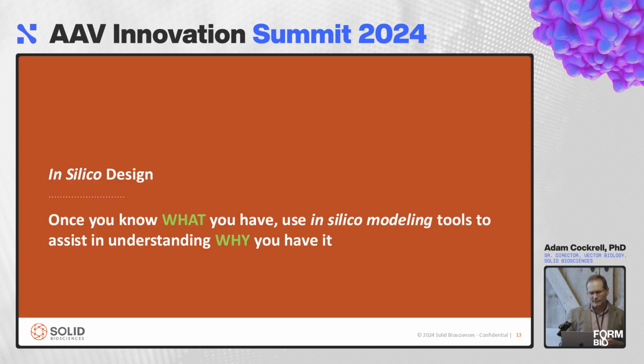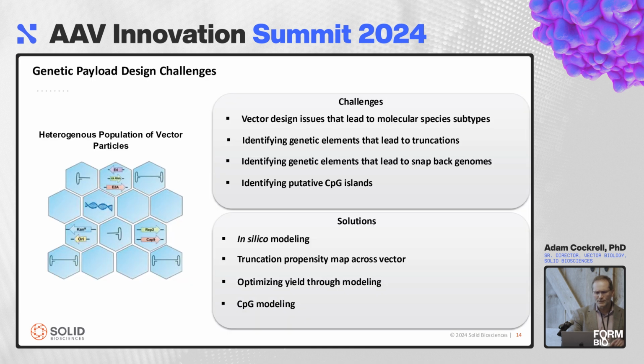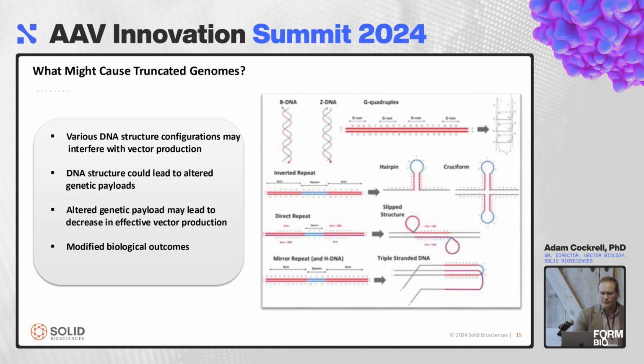Okay, so that was the characterization, or the what. I want to talk a little bit now about the why. So understanding why you have it, and then taking the why, changing it, and trying to make a better product. So we go back to the challenges. We have vector design issues that lead to molecular subspecies, like I just showed you. We want to identify genetic elements that may potentially lead to these truncations, elements that lead to snapback genomes, putative CPG islands. So things that may affect some of your downstream phenotypes when you start to go into your preclinical studies. So how do you use in silico modeling to do this, to basically identify, and then get to a point where you can reduce or eliminate some of these truncations, optimize your yields, and then use CPG modeling.